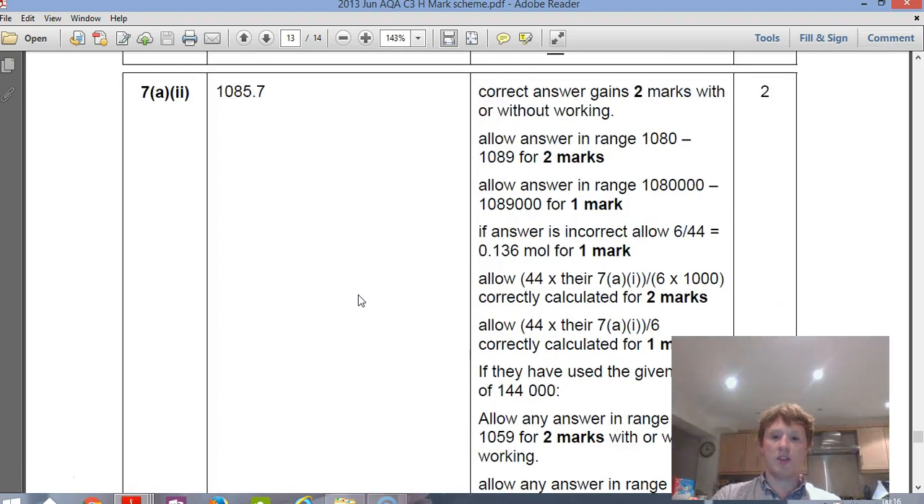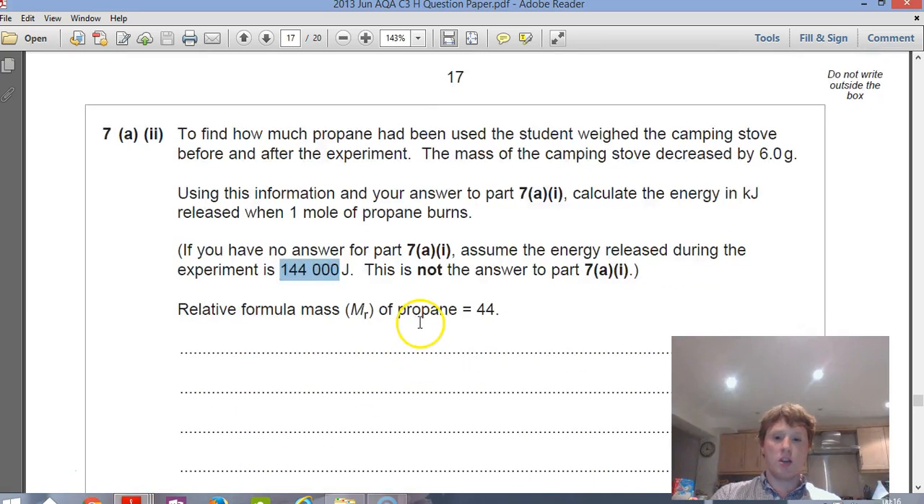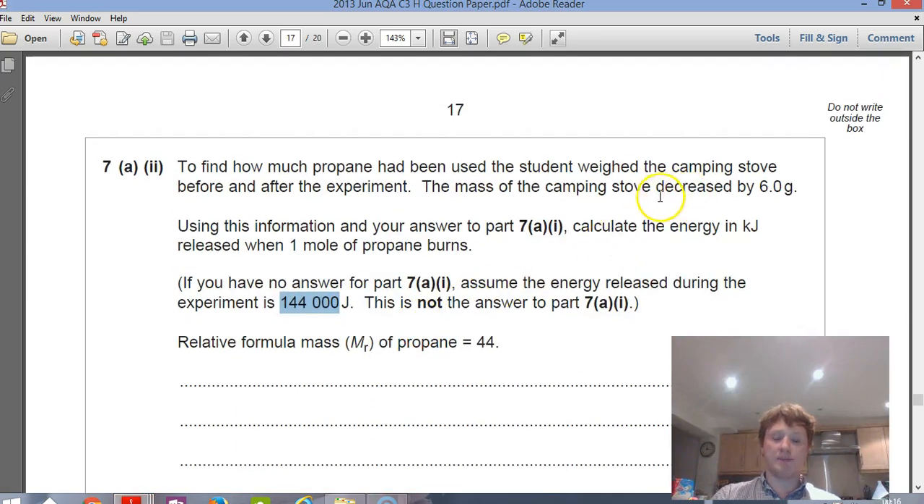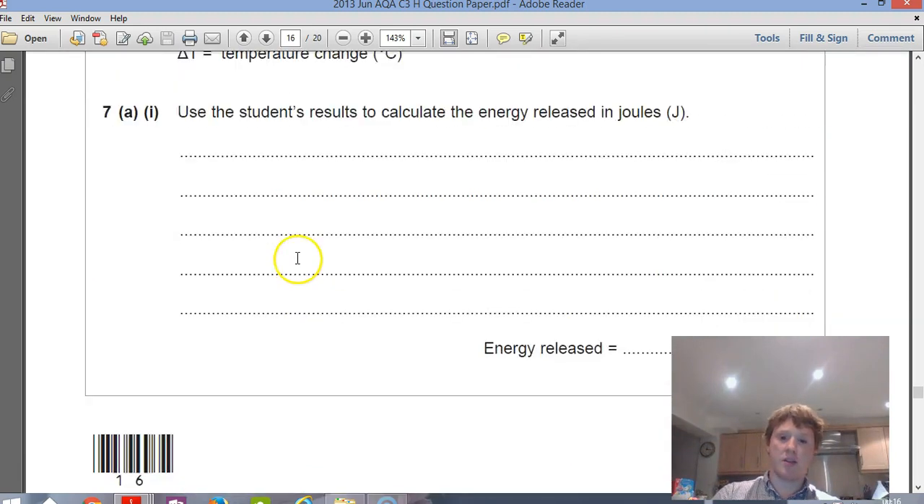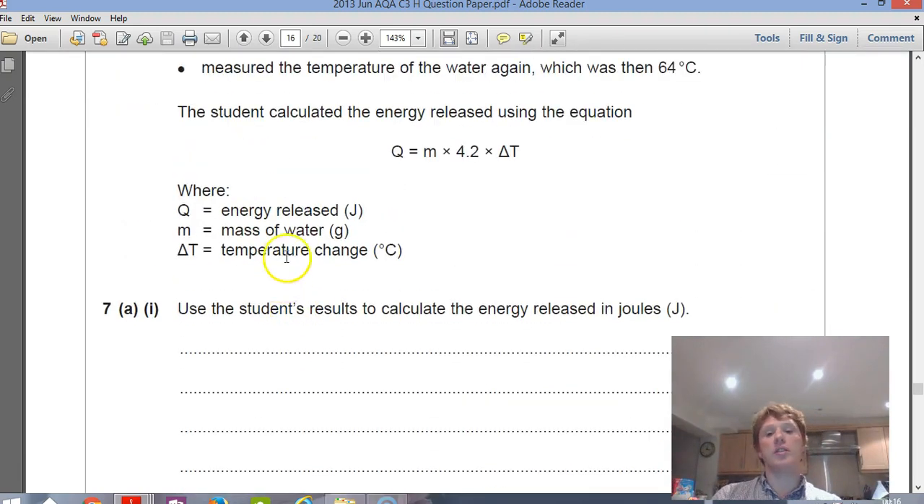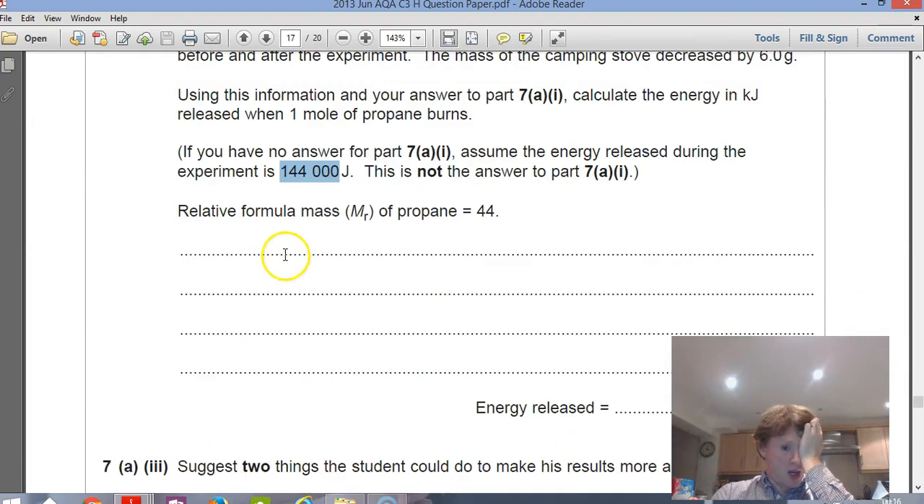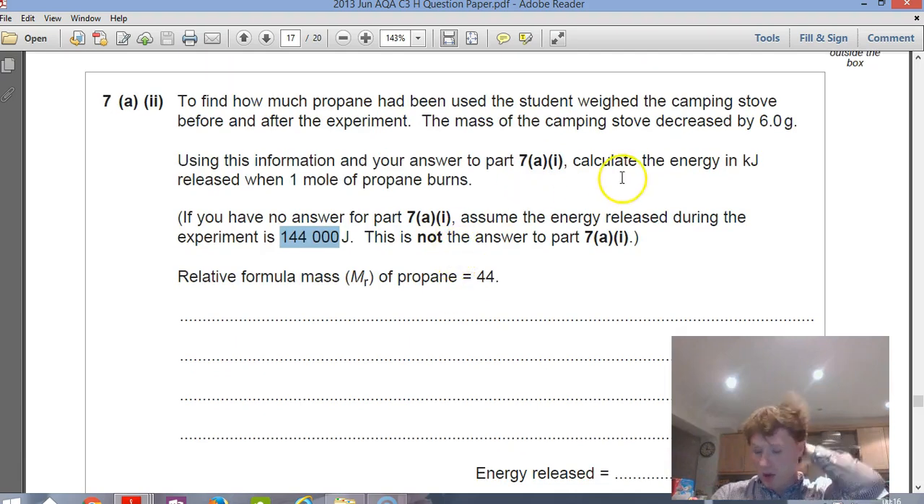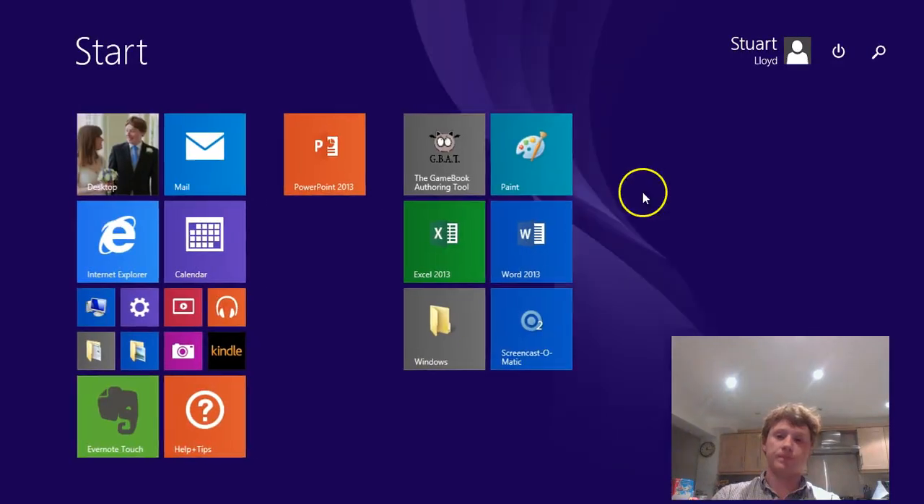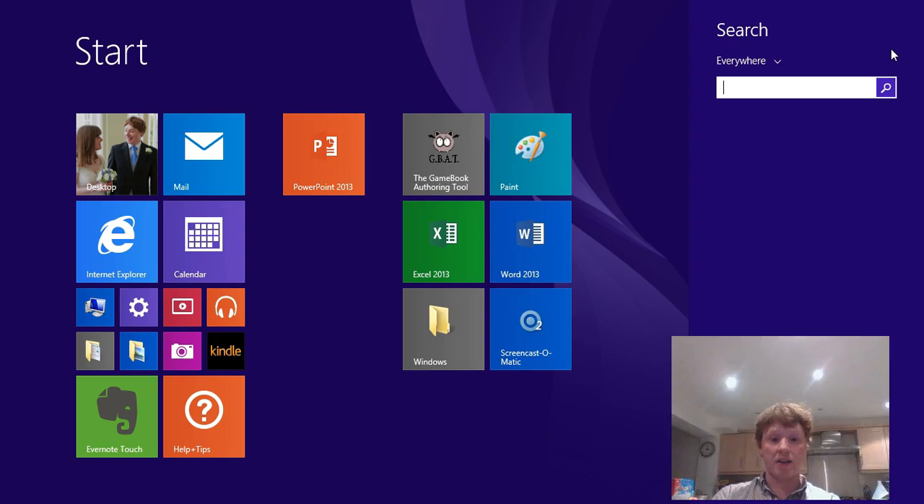So, this is what you do. You've got 6 grams of propane, right? You need to work out the energy released when a mole of propane burns. You don't know if you have a mole. You've got 6 grams. They tell you the Mr of propane. It's 44. So what you have to do is you need to do 6 grams, divide it by 44. Why don't we do it now? Just find the calculator.